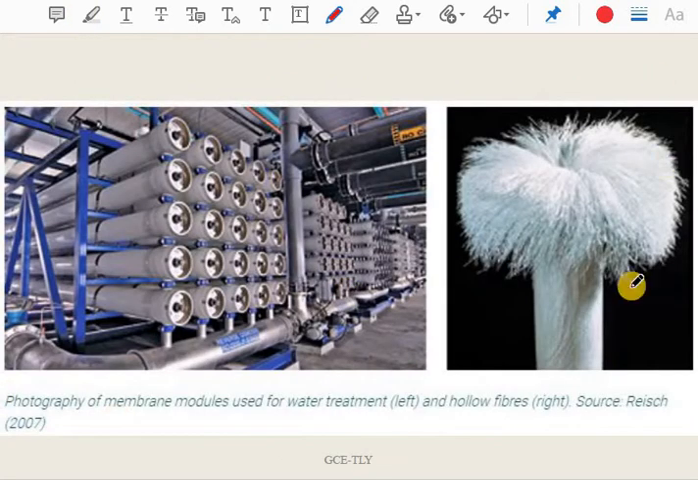And here you can see a stack of modules of this membrane filter. These are tubular in form and are made in stacks. You can see a set of stacks in this picture. In the second picture, you can see the hollow fibers, which are twisted to form a filter module.